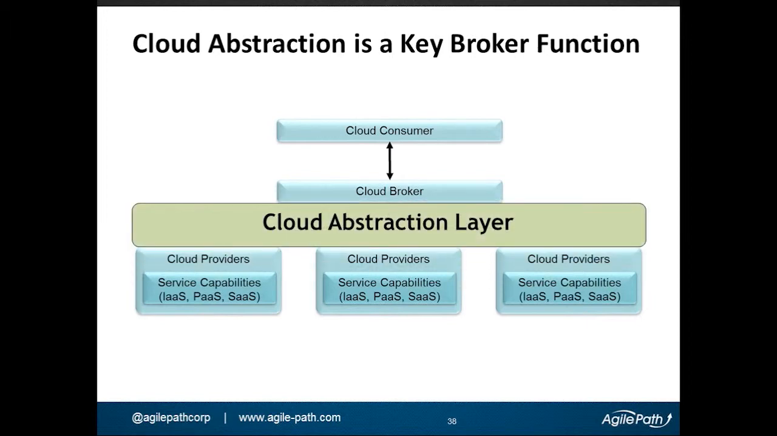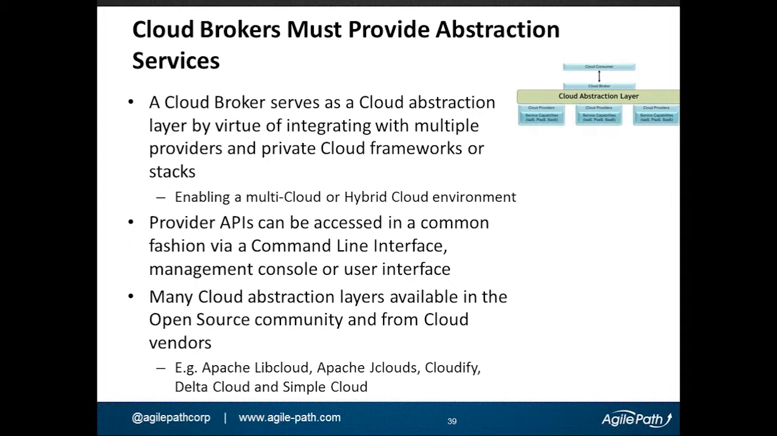If not, you may have to go out and access an open source cloud abstraction library or one of the tools that are out there, and you can bolt that onto your broker strategy. Or at the end of the day, you could build your own abstraction layer if you wanted to. There are a number of choices that you can use as the foundations for those. So the brokers have to provide abstraction services in order to function as a broker, integrating multiple providers, enabling that multi-cloud or hybrid cloud environment.